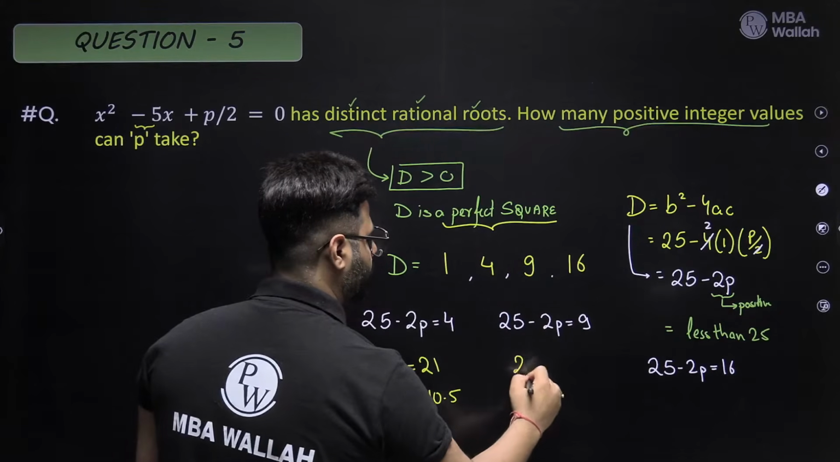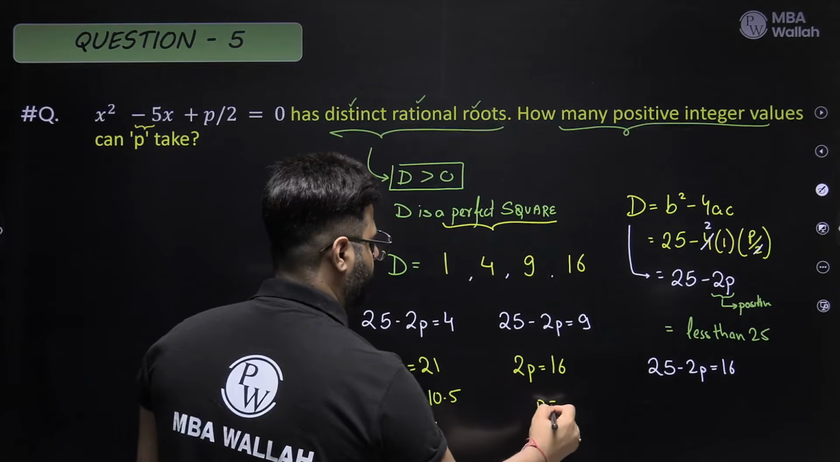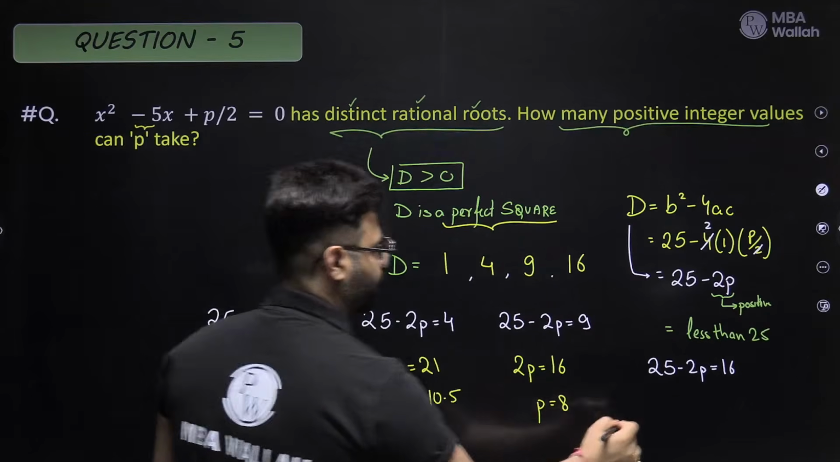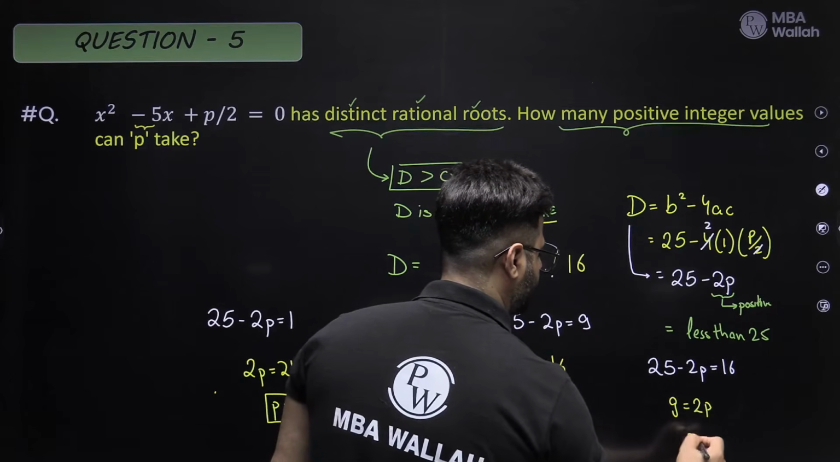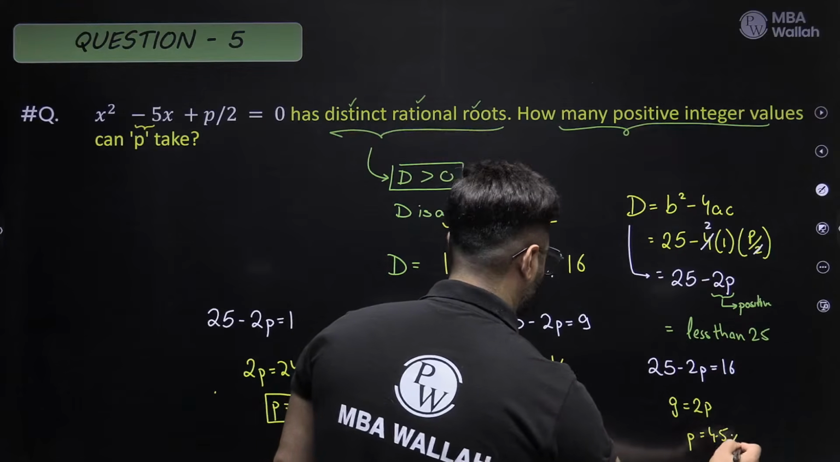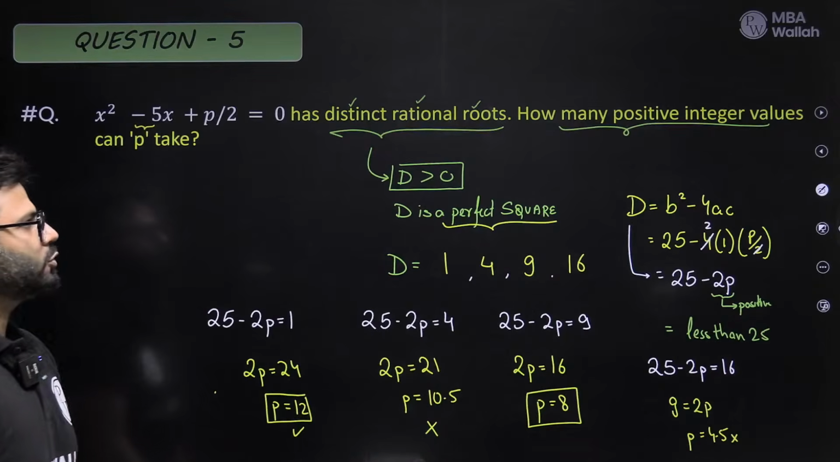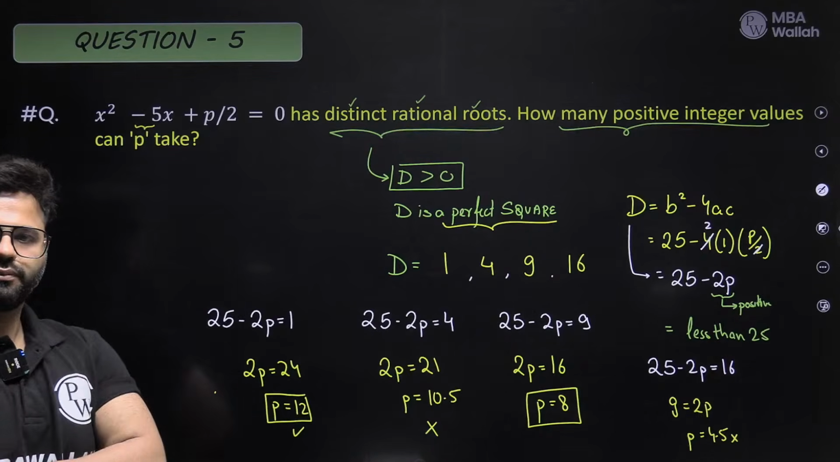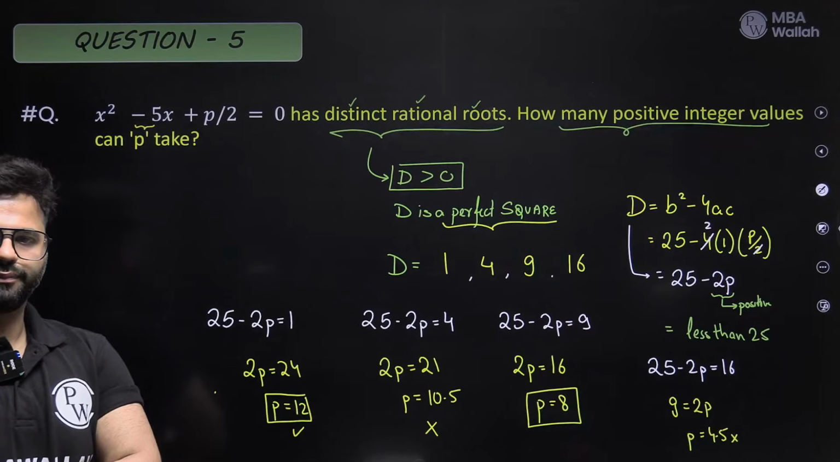We get 2p equals 25 minus 9. That's 16. So p comes out to be 8. Here we get 9 equals 2p and p becomes 4.5, not allowed. So how many possible values are allowed, guys? p has 8, p has 12. Yes or no? The final answer? 2. So this is a CAT level difficult one.